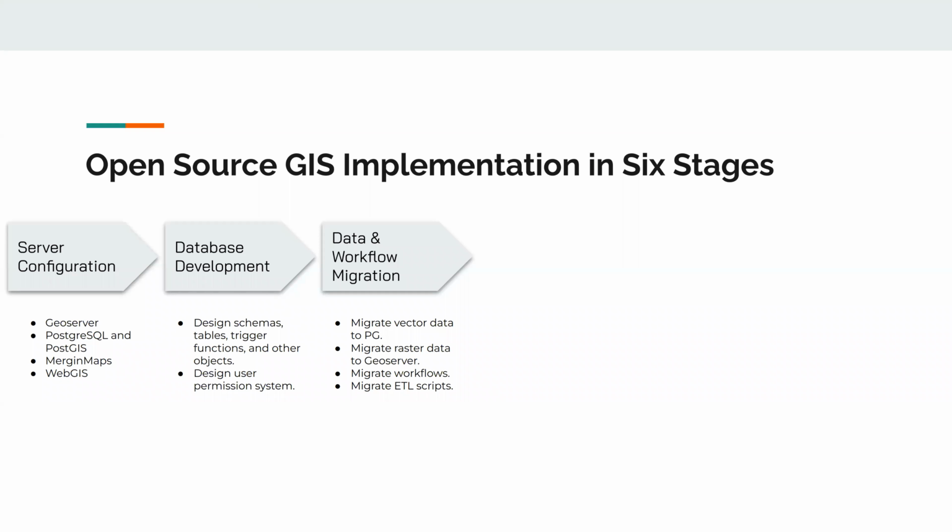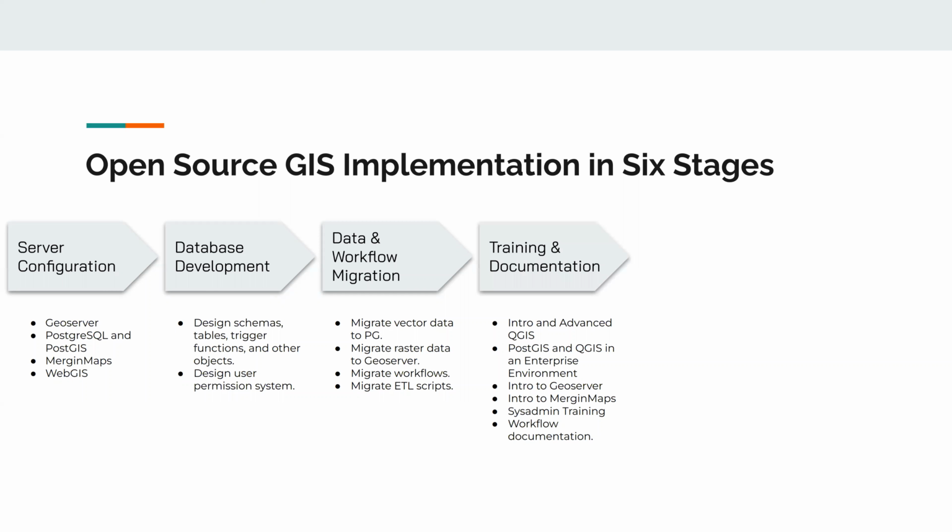Migrating raster data to the Geoserver, that's going to come with some optimization. Maybe we're going to get a whole whack of MrSIDs, yuck. And we're going to optimize those into GeoTIFFs or into COGs and throw them up onto Geoserver. And then we're also going to migrate any ETL scripts that they have. So if there is something that you're pulling in for data from an external service, again, we can incorporate those into the server.